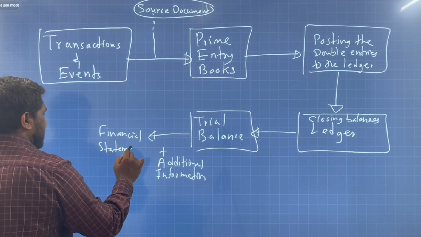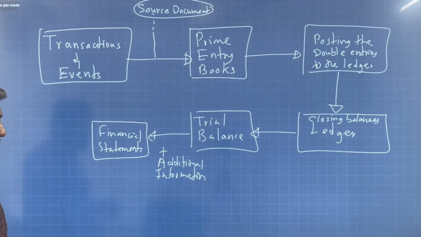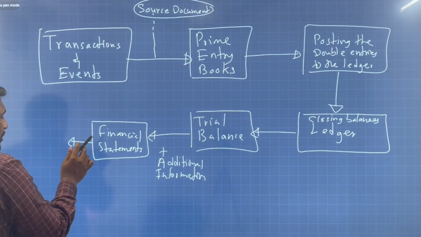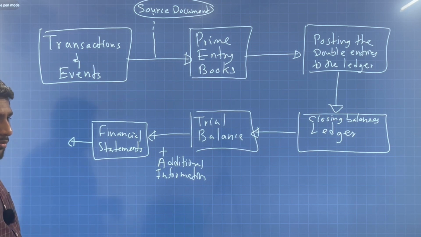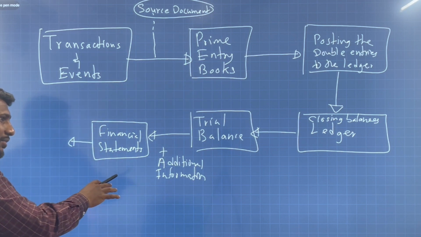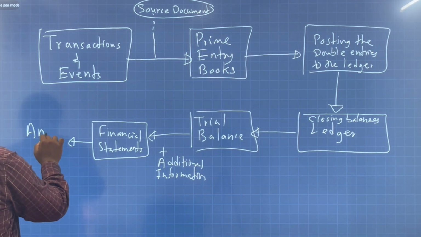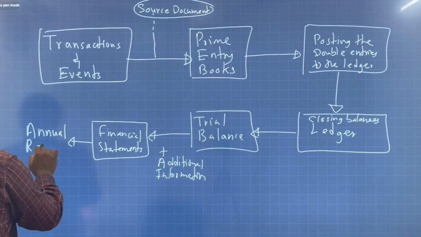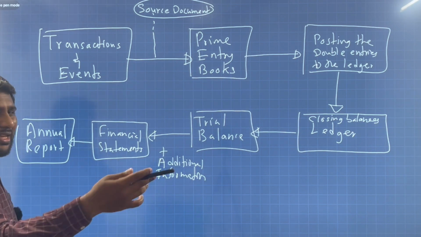So what are these financial statements? Like the income statement, balance sheet, cash flow statement, changes in equity, and notes to the accounts. You will be preparing these financial statements. Finally, by including these financial statements and certain other documents like the chairman's report, board of directors, management and auditor's report, we will print or prepare something called the annual report. In the annual report, you have all the financial statements and other items as well.